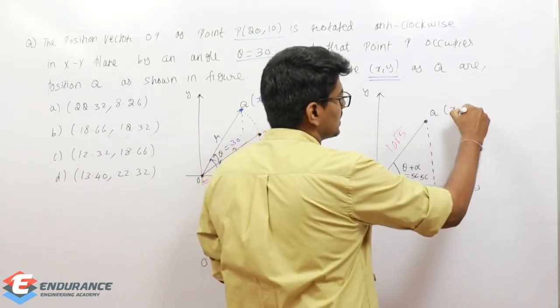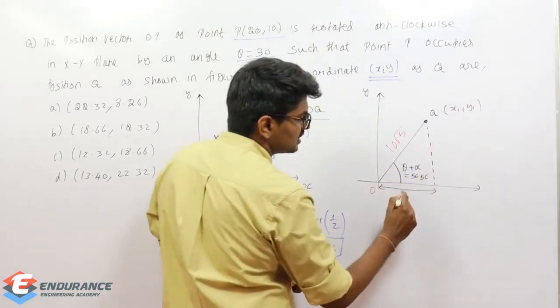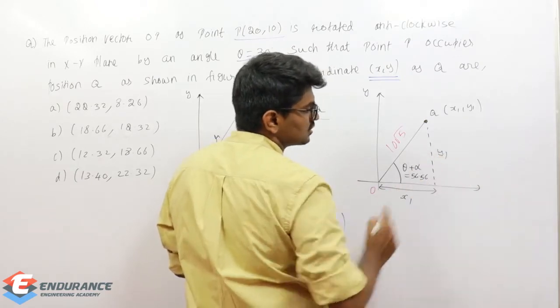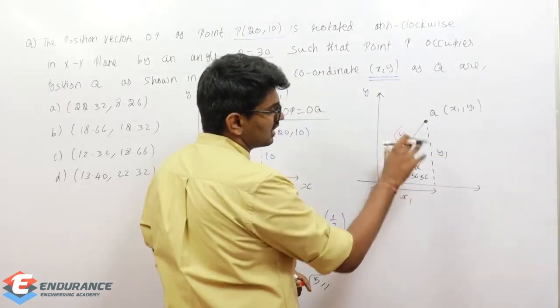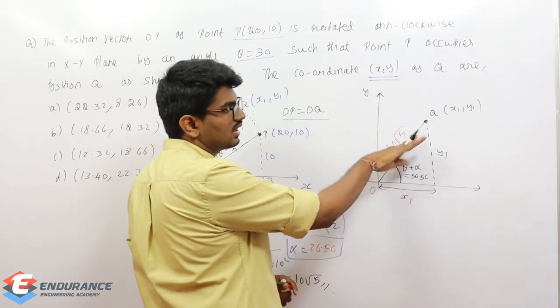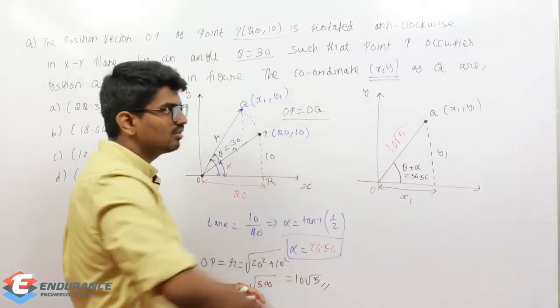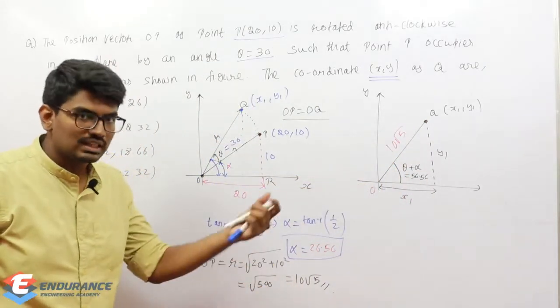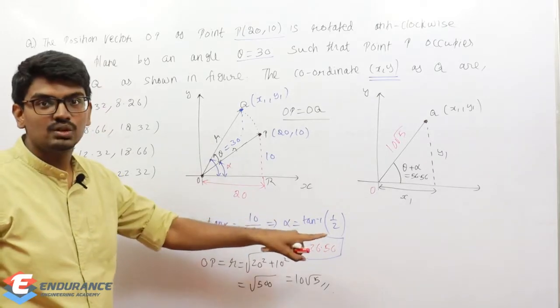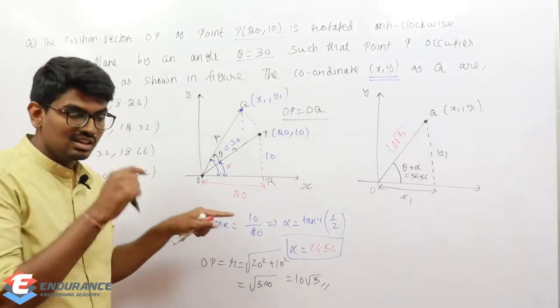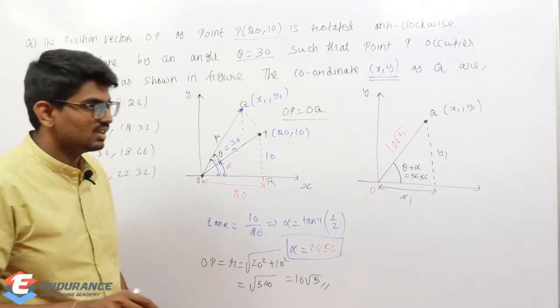This is x1 comma y1, right? So this distance is x1, this distance is y1. So x1 is nothing but 10 root 5 cos, because I'm resolving in the angle known side. As I already discussed, I already made a video on this regarding the resolving of vectors, which is there in our basic video lecture.